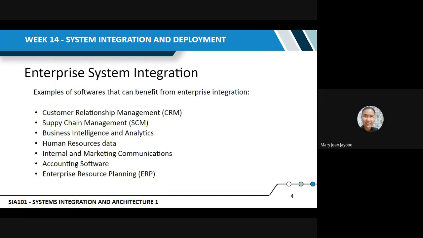So, depending on the company, it depends on what they need more in terms of applications or software. But mostly, they are using, when we make it, for example, enterprise resource planning or ERP. So, sometimes accounting is already included, human resources data, internal and marketing communications. So there are applications that have already integrated the entire system that the company will need. Okay?